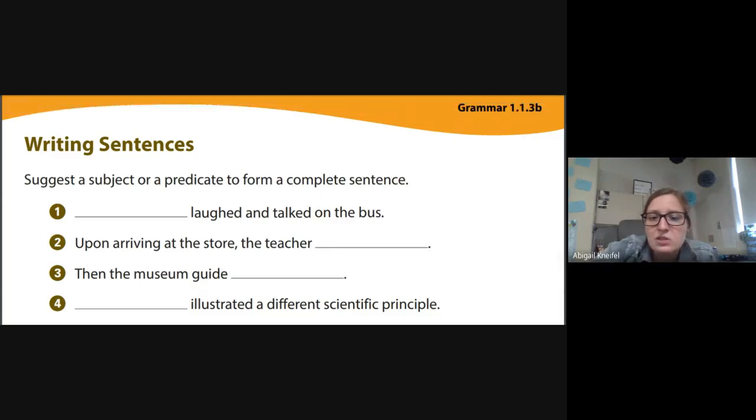So, Evan, yours would have to be past tense because she already arrived at the store. Upon arriving at the store, the teacher blank. Picked up groceries. Yeah, that's something you might do at a store. Opened the door. Fell. All of those are predicates. All those are good. Fabulous, fabulous. Next one.